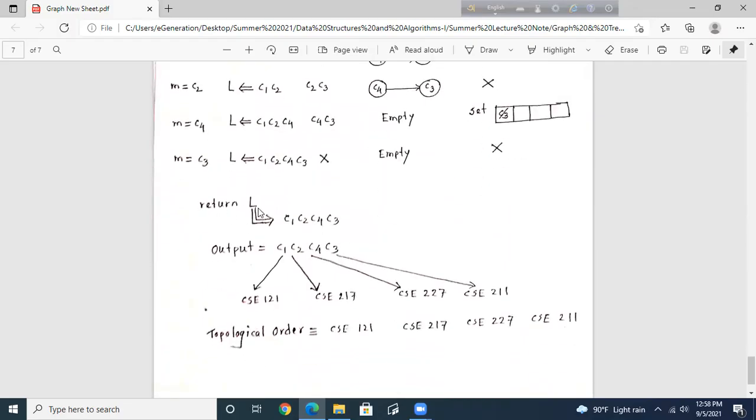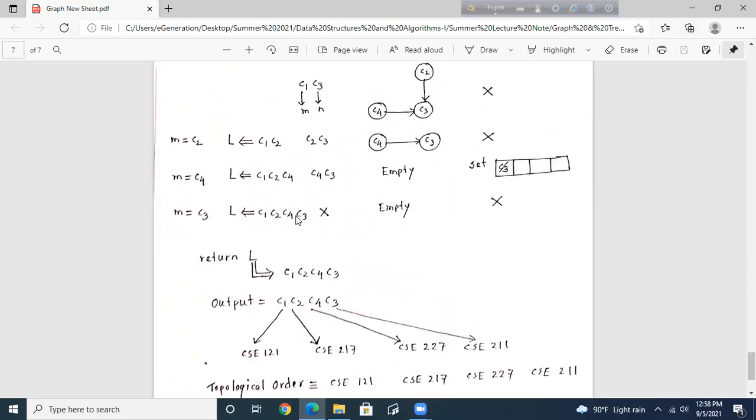So return L. L is C1, C2, C4, C3. So return L. Return C1, C2, C4, C3. The L value is C1, C2, C4, C3.